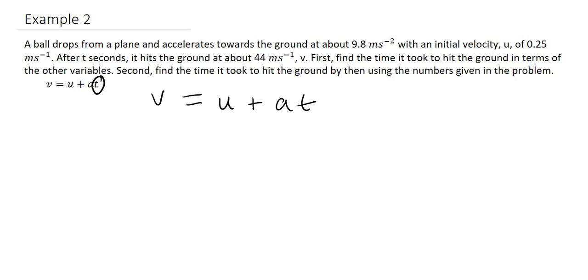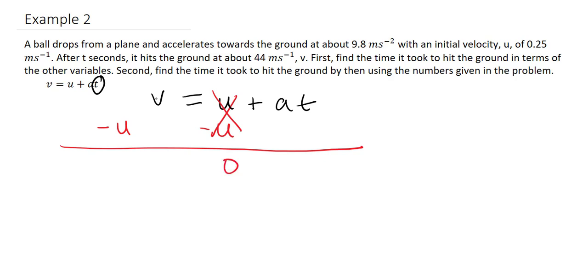So the first thing we're actually going to do is subtract the u from both sides. Then this becomes 0. And on the left-hand side, we're left with minus u plus v, which is equal to 0 plus at. So we've done our addition or subtraction first, because we're trying to get t by itself. So we move the other variables first.